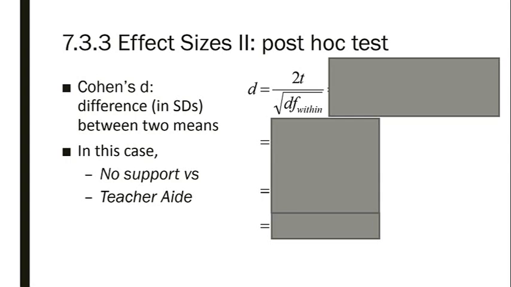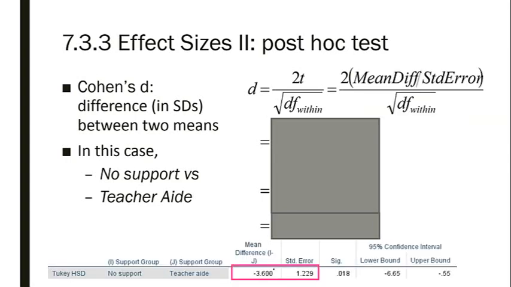So again, instead of comparing no support versus some support, we want to compare no support versus teacher aid. Now the pairwise comparisons table doesn't give us a t-score, but fortunately, you may or may not remember from topic 6, the formula for the t-score is just the mean difference divided by the standard error. So we can input those two numbers into our equation and we get the same result. So we can get that t-score from the mean difference and the standard error reported in the Tukey HSD table.